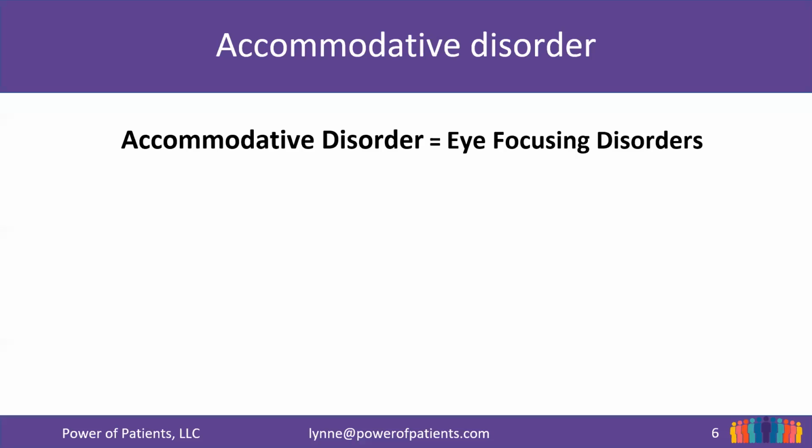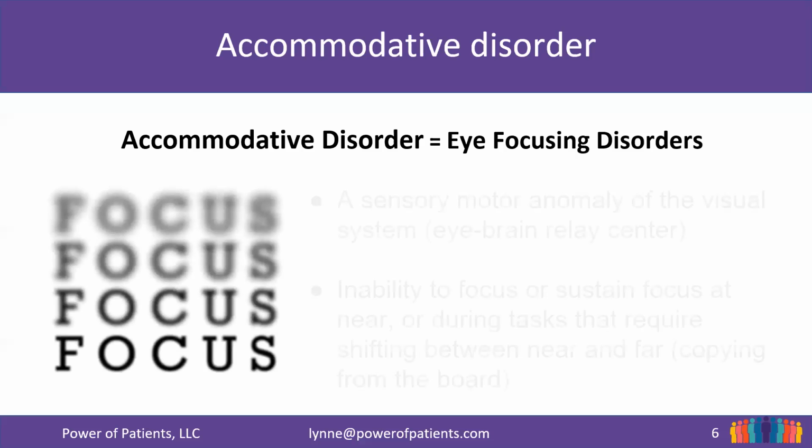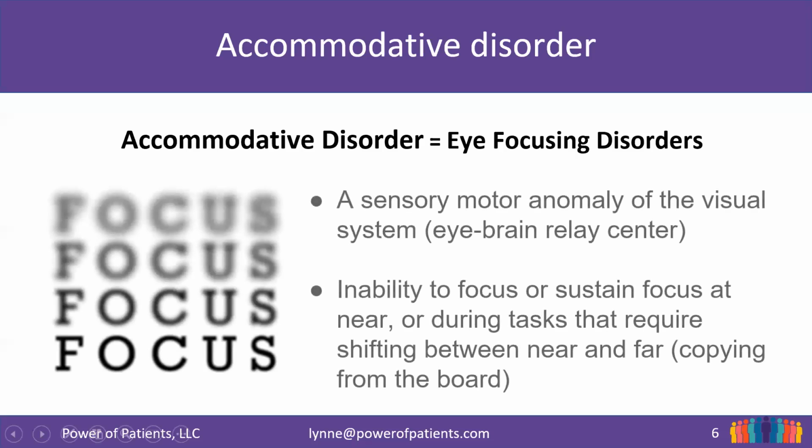Okay, so I tried to make this one bigger. Okay, so the second disorder that usually happens with TBI and vision is accommodative paresis or accommodative disorder. And so this is an eye focusing problem. There is a series of different issues that could happen. You may have only one part of it or all of it.